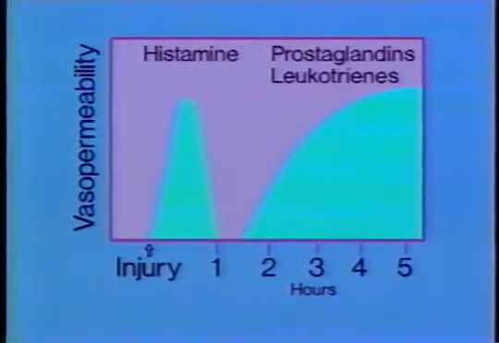Prostaglandins and leukotrienes cause a delayed onset of vasodilation and prolonged increase in vascular permeability, thus resulting in formation of inflammatory exudates several hours after certain types of injury. In this way, their effects are quite different from the rapid and short-term action of histamine.